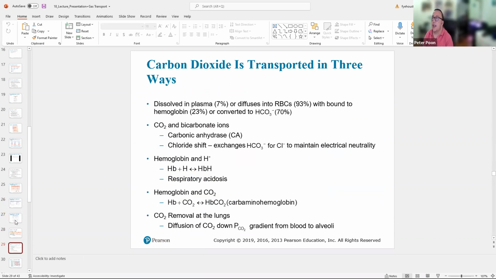The next thing that we want to talk about is carbon dioxide. Carbon dioxide is transported in 3 separate ways. Dissolved in plasma, it diffuses into our red blood cells. Then in the red blood cell it is either bound to hemoglobin, which is 23%, or most importantly, converted to bicarbonate, and that's 70%.